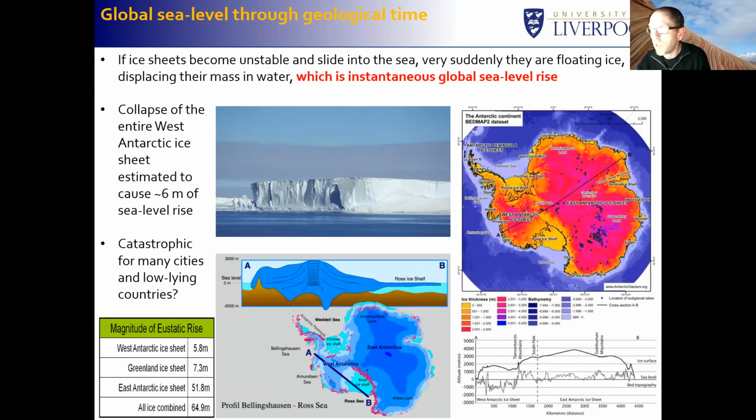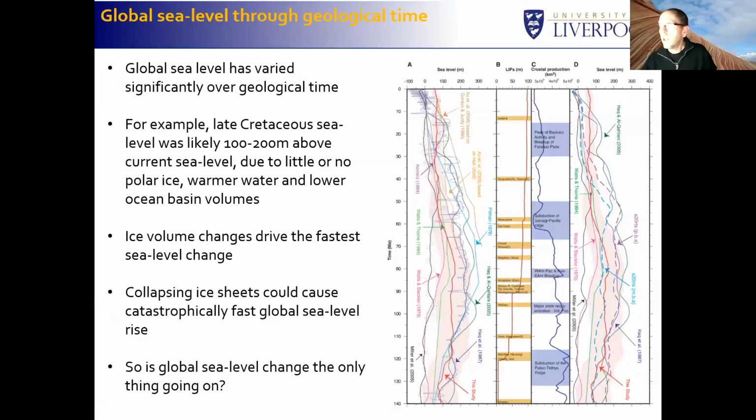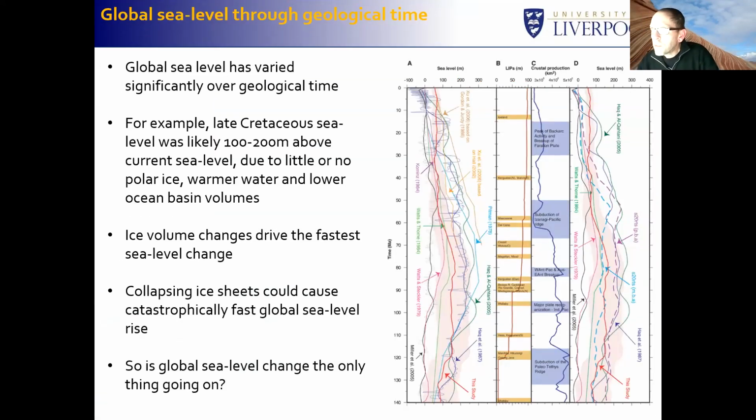And it would definitely not be good news for low-lying cities. So just to summarize that bit, global sea level change has varied significantly over geological time. It was a lot higher during the late Cretaceous, as you could see from some of these sea level curves. Ice volume changes drive the fastest sea level change. Collapsing ice sheets could be catastrophic for human cities, could cause us a lot of problems.